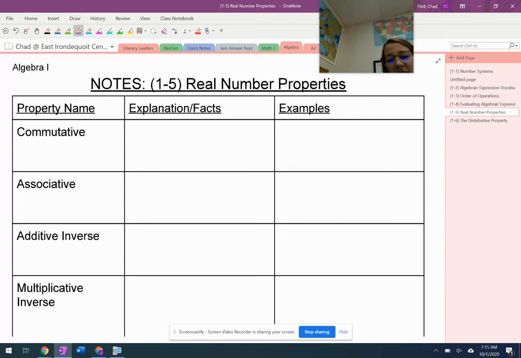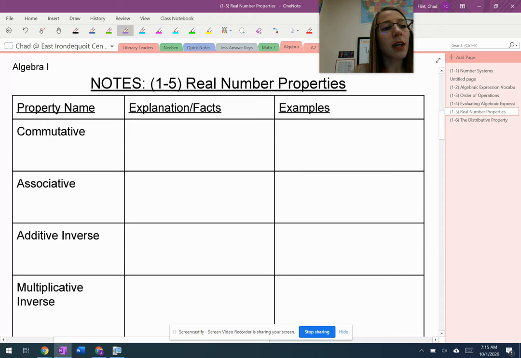So that first one there, detach my keyboard, there we go.